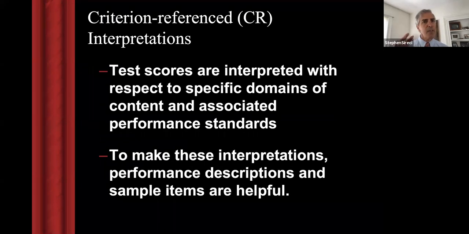So again, the big difference between criterion reference and norm reference is whether you're being compared to others or whether each child is being compared to a standard of performance. So criterion reference interpretations involve test scores being interpreted with respect to a specific domain of content and the performance standards associated with that content. One thing that makes these interpretations helpful are descriptions of the performance and even sample items. Like students who are at this level can answer these items without any trouble.